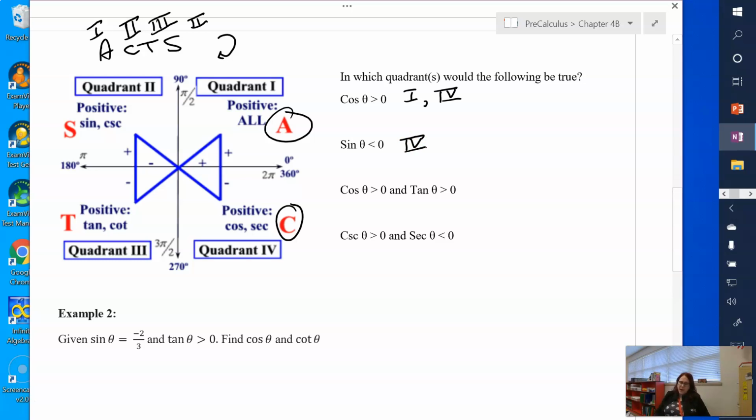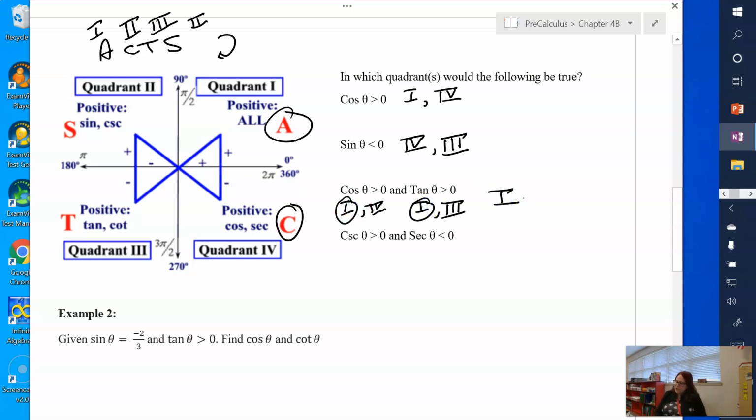Now take a look at quadrant 3, T. In there, only tangent and cotangent are positive. So sine is also going to be negative there. And then go to S for ACTS, positive is sine and cosecant, so that's not going to work. Now let's look for where cosine is greater than 0 and tangent is greater than 0. Well, I know that all of them are greater than 0 in quadrant 1. So cosine's greater than 0 in quadrant 1, so is tangent. Cosine's also greater than 0 in quadrant 4. Tangent's greater than 0 in quadrant 3. So of those, the only time where they're both positive is quadrant 1.